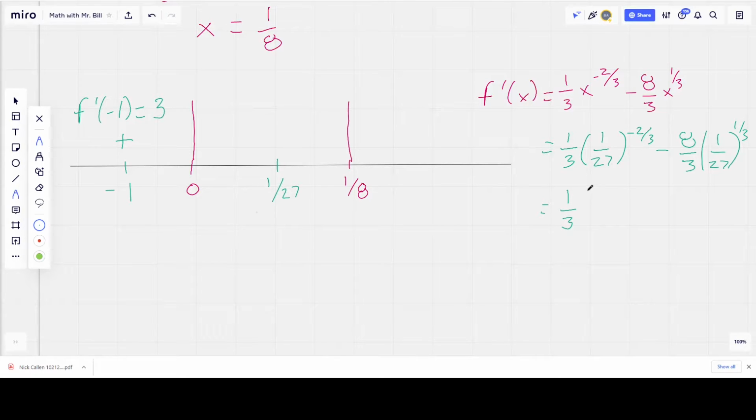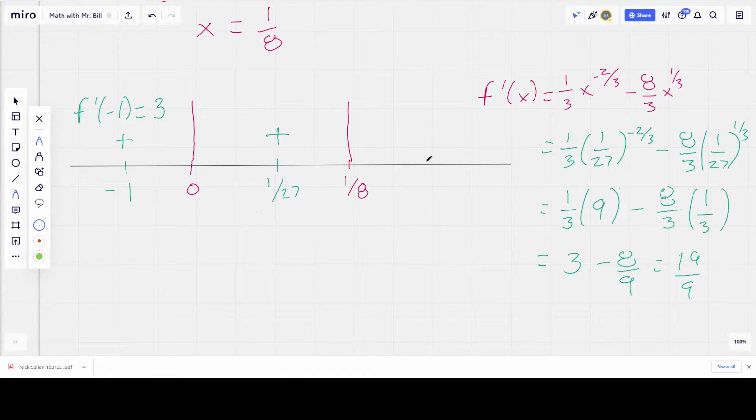1/3 times, and then the negative is going to flip that over. So that's 27 raised to the 2/3. The cube root of 27 is 3, squared is 9, minus 8/3 times 1/27th to the 1/3. So that's going to be 1/3 there. So it's going to be 3 minus 8/9, which is positive. Doesn't really even matter what it is. 27/9 minus 8/9, that's 19/9. So that's going to be positive.